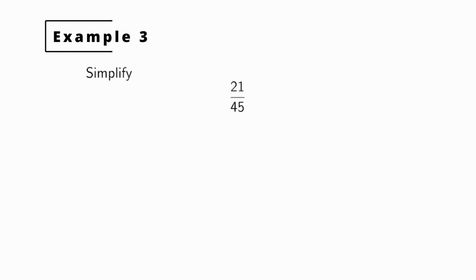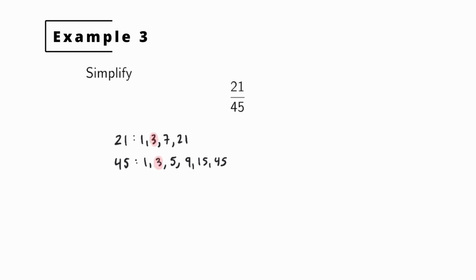So again, if we want to find the GCF of 21 and 45, we start by listing factors. So for 21, it's 1, then it's 3, then it's 7, and then it's going to be 21. For 45, it will be 1, 3, 5, and then, sorry, I forgot 9 in here. 9, then 15. And then 45. Okay. So the greatest factor that they both have in common is 3.